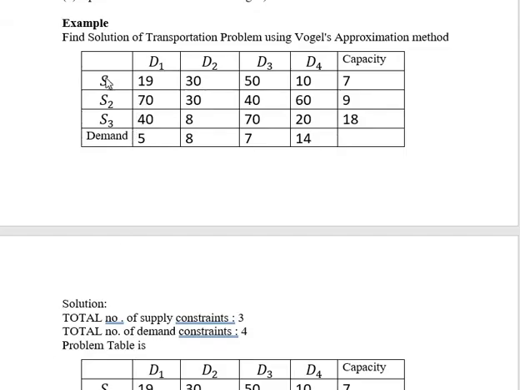Now you can see an example. Find the solution of the transportation problem using Vogel's approximation method. The table is shown below. First of all, find the total number of supply constraints, which is equal to 3, and the total number of demand constraints, equal to 4. Then calculate sigma Si and sigma Dj, both are equal. This shows that the problem is a balanced transportation problem.